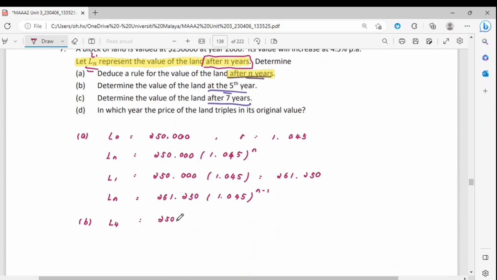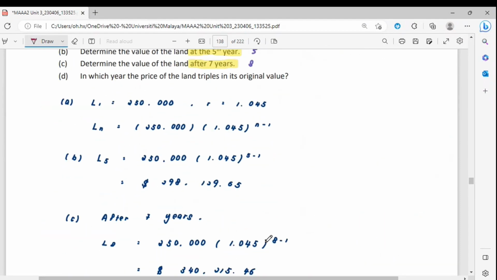So no matter you substitute into the first equation, which is 1.045 to the power of 4, if you are following the first one. If you are following the second one, then you will be doing 261250 multiply 1.045 to the power of 4 minus 1. So L4, your n is 4, so that's why here 4 minus 1. Okay, then when we continue, you will realize that no matter which one you are keying in your calculator, at the end of the day, you should get the exact same answer, which is 298,129.65.